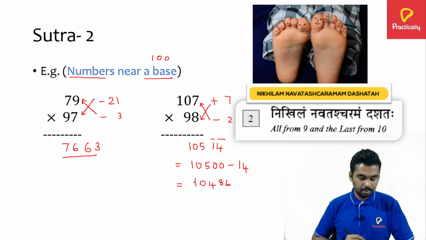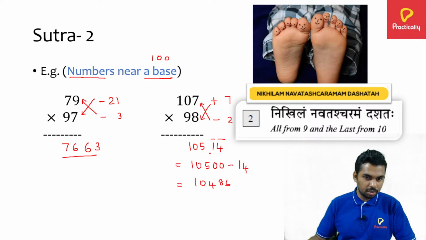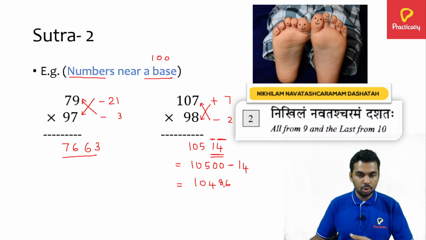Alright, so some students might have confusion here. Remember that this number 14 has a bar on top of it. That is why I am converting that bar number into an ordinary number. I have to put a negative sign and replace the digits where the bar is present with zeros. So the final answer is 10486.